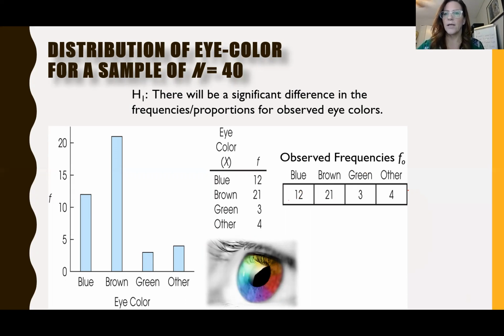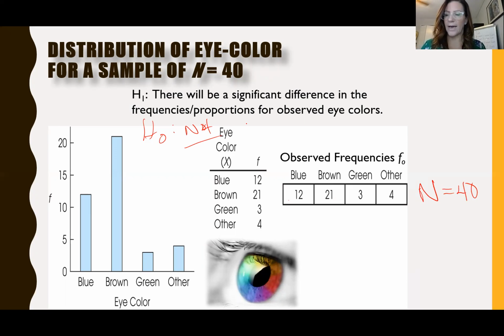If you add this up, 12 plus 21 plus 3 plus 4 is 40. That's where we're getting our N equals 40. There were 40 participants. So if we have our null hypothesis, our null would basically be there will not be a significant difference. So, not. That's the key. So if there will not be a significant difference in frequencies of observed eye colors, then we need to figure out, okay, well, what are our expected frequencies?